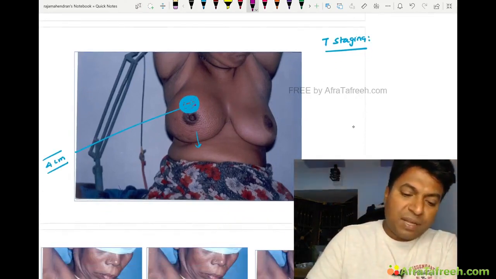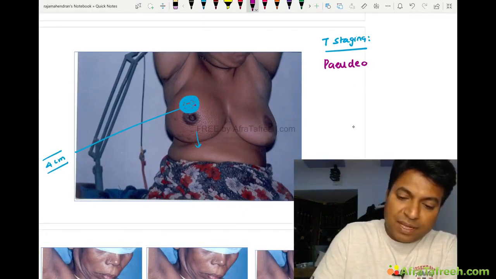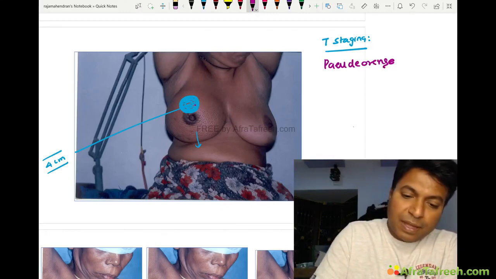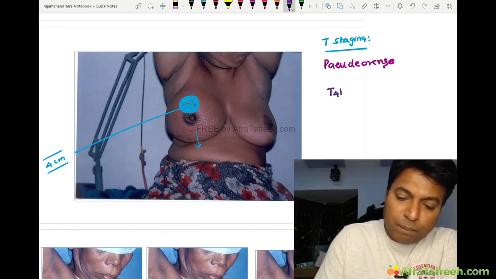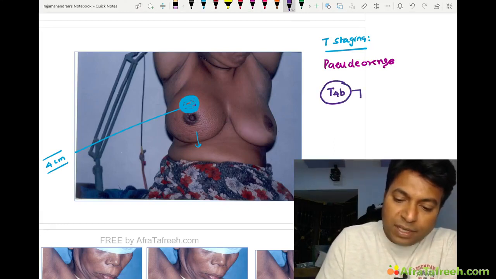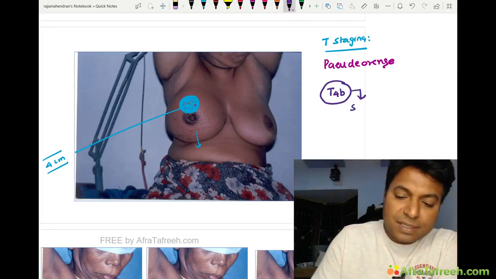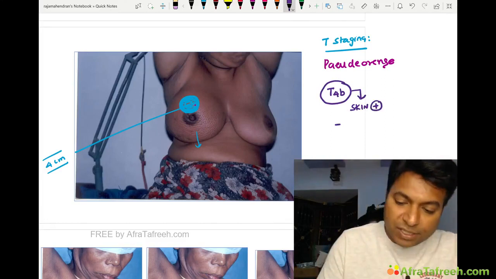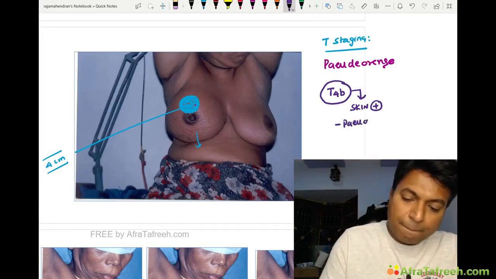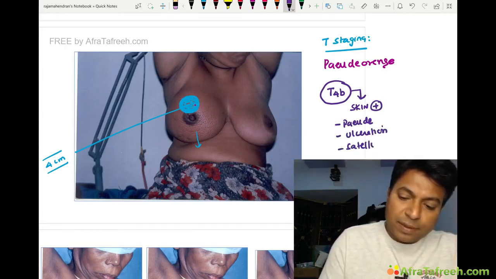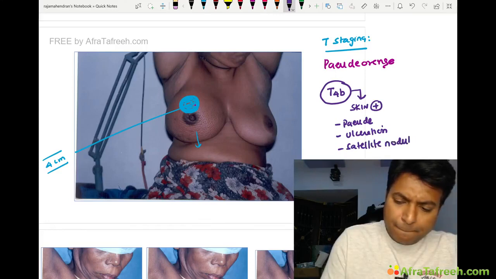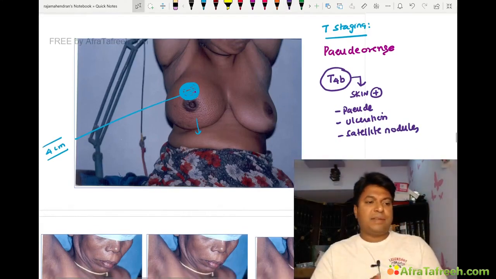So this is a 4 centimeter tumor and that is Peau d'Orange seen. What do you think will be the staging? I will tell you, this is T4B. What is T4B? That is skin changes are present. Skin involvement in a cancer breast is known as Peau d'Orange. What else? Ulceration, satellite nodules. All this will come under T staging.